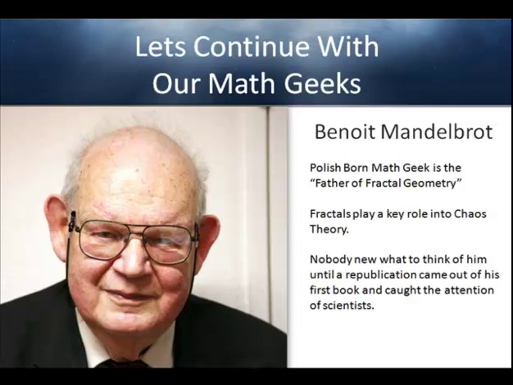So who's this guy? Let's continue with our math geeks. This is Benoit Mandelbrot, and you can read some information there about him. His first book was on fractals. It was called Forms, Chance, and Dimensions. His second book, of course the more popular one, The Fractal Geometry of Nature, is what caught the attention of a lot of scientists and made them really think about chaos theory and how it would all work.